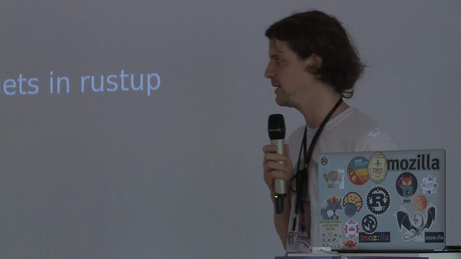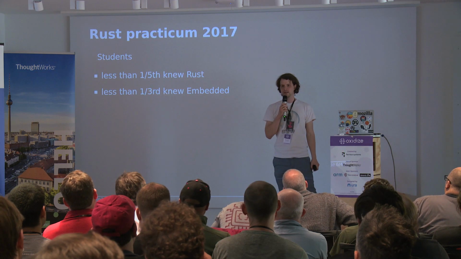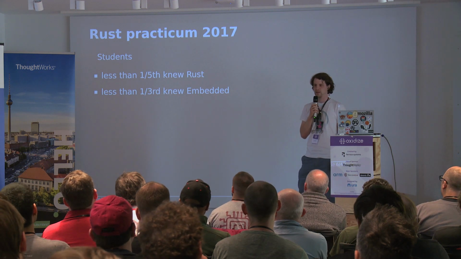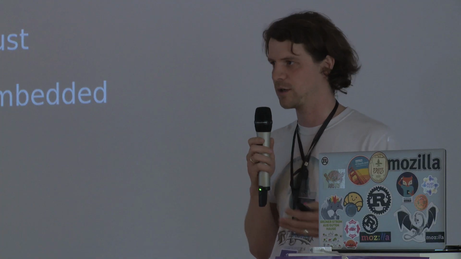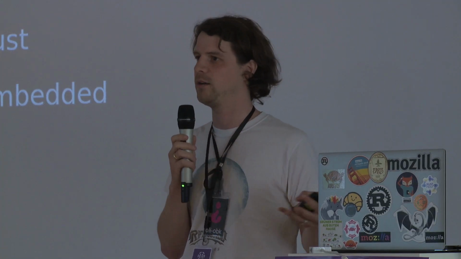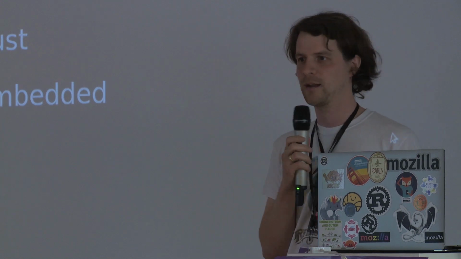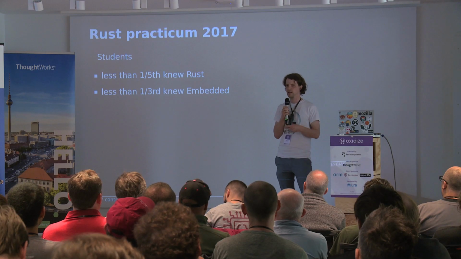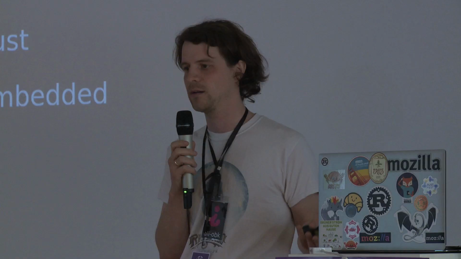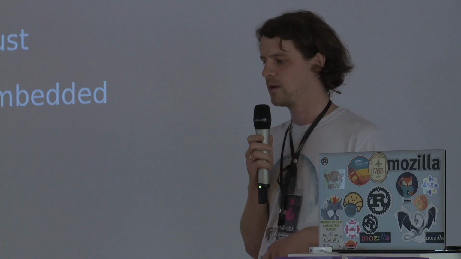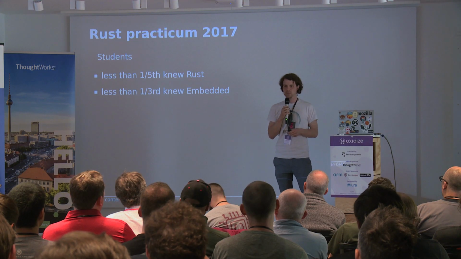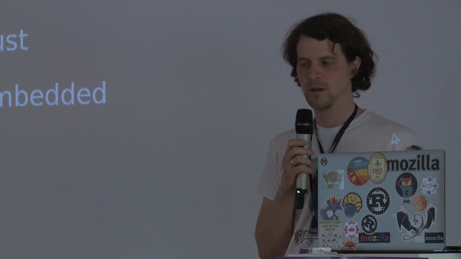That was in 2017. In that year, around a fifth of the students actually had programmed in Rust anything before. Like, I'm not even saying they wrote big projects, it's just they ran cargo run on some project. Around a third knew embedded, had developed with it before, maybe through the Java embedded things or on some other more dynamic languages, but a few of them also had programmed in C or C++ on embedded before. But that was around the rate that we had in the first year.